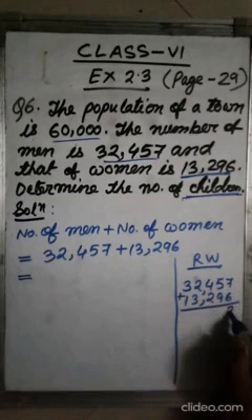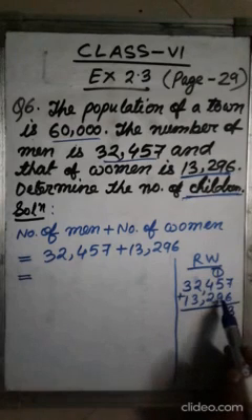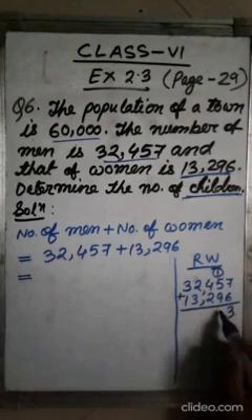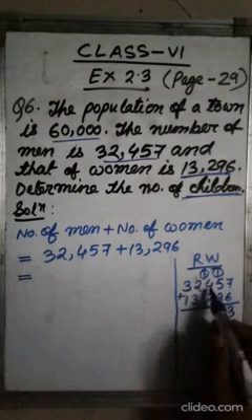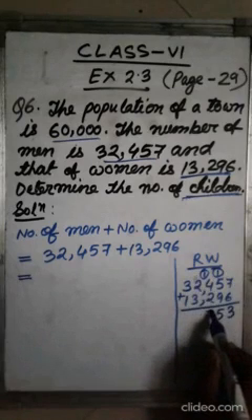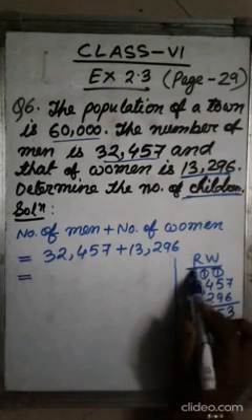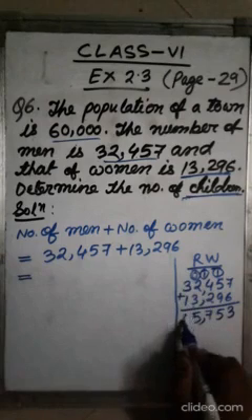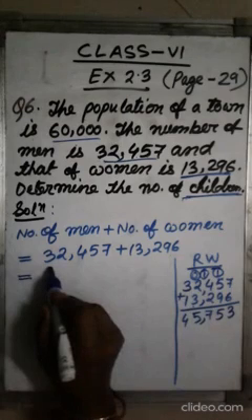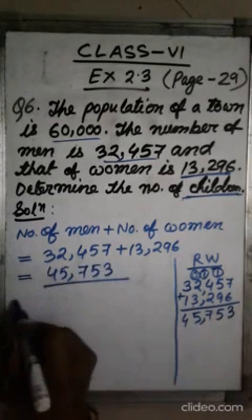7 plus 6 is 13. 1 will be carried forward to the next place. 5 plus 9 is 14, plus 1, 15. Again carry 1. 4 plus 2 is 6, 6 plus 1 is 7. 2 plus, here there is no carry, so it is 2. 2 plus 3 is 5. 3 plus 1 is 4. So the sum of the number of men and women is 45,753.